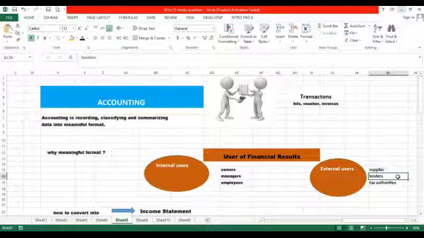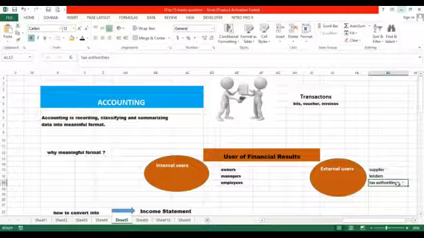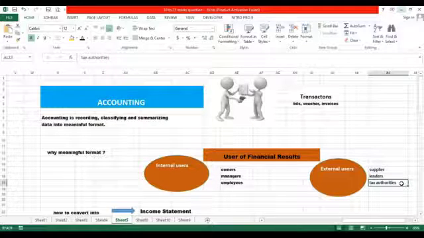In the same way, tax authorities also use our financial results, and they see whether we paid tax accurately or not. Such decisions are taken by these users. So it is necessary that our raw data be converted into a meaningful format. If it is converted into a meaningful format, then they can use it and make constructive decisions on the basis of that data. So we discussed why we convert data into a meaningful format. Now we will look at how we can convert that raw data into a meaningful format.